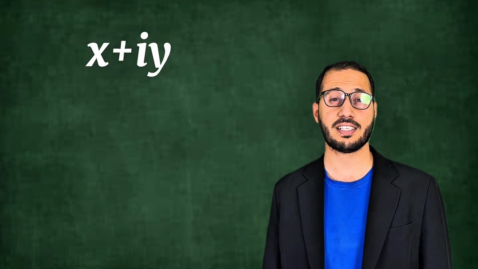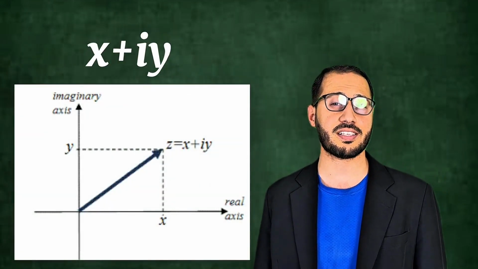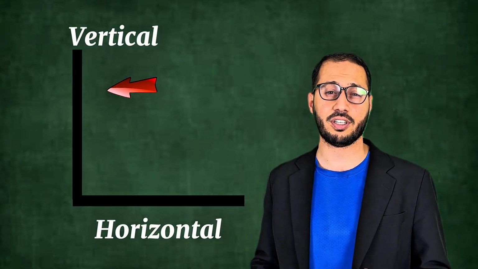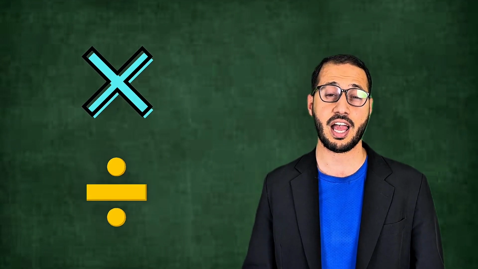Now we are all familiar with writing complex numbers as x plus iy, where x and y are real numbers. But what if we wanted to describe the same point in terms of distance and direction instead of horizontal and vertical positions? By switching from rectangular form to polar form, we are not only describing a number differently, but also making operations like multiplication, division, and exponentiation much simpler.